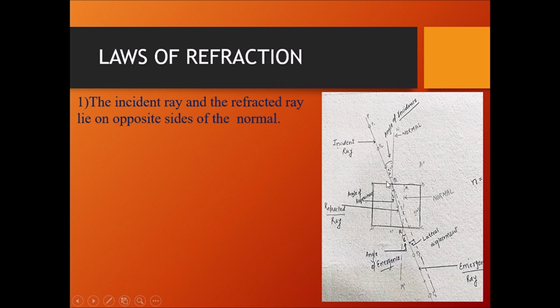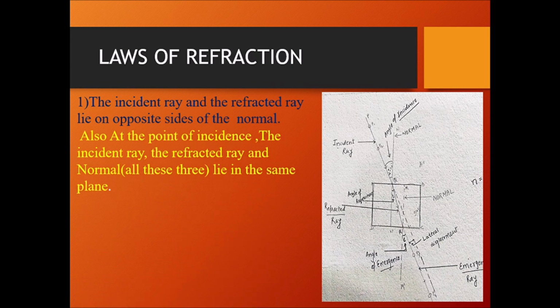At the same time, you can see that Q is called the point of incidence. At the point of incidence, all three, the incident ray, the refracted ray and the normal, all lie in the same plane. So the incident ray, refracted ray, normal and point of incidence all lie in the same plane. So this is the first law of refraction.